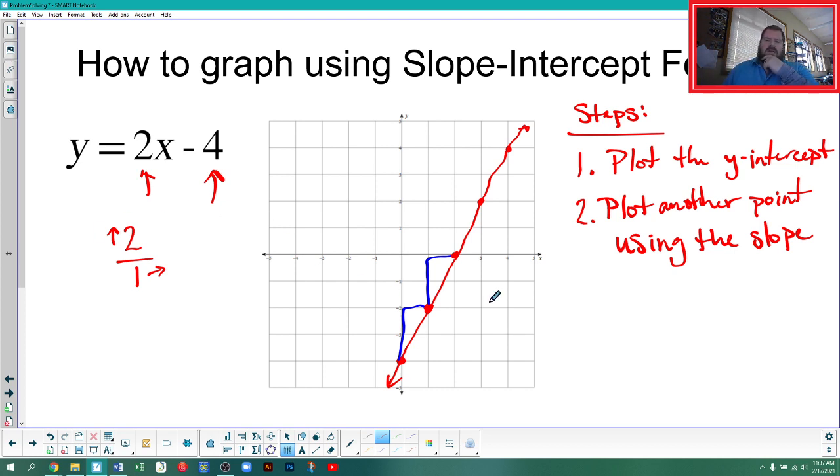I already did it, so step 3 is going to be to graph the line.